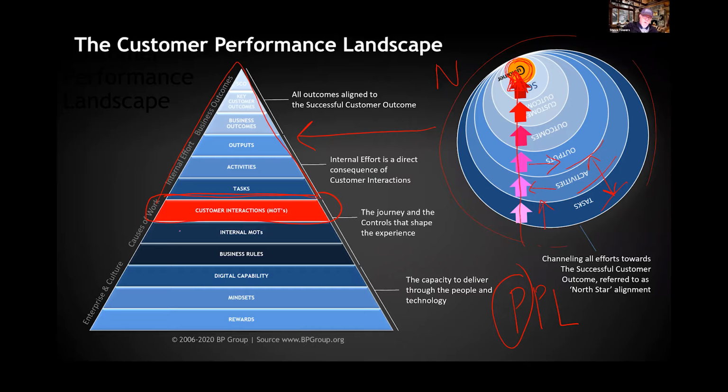It's got the internal moments of truth, so our internal interactions, which contribute to the moment of truth itself. The business rules that underpin those interactions, our digital capability, the mindsets that we need in the organization, and the rewards through which we support them.